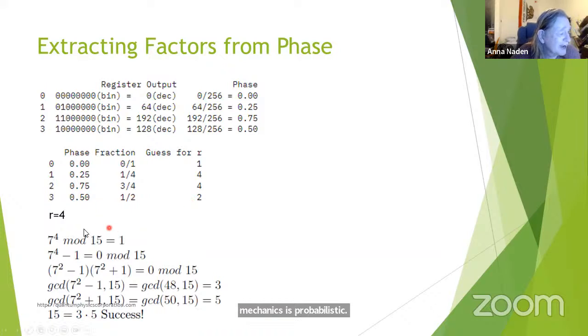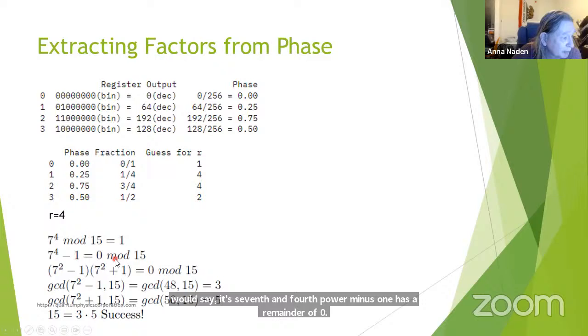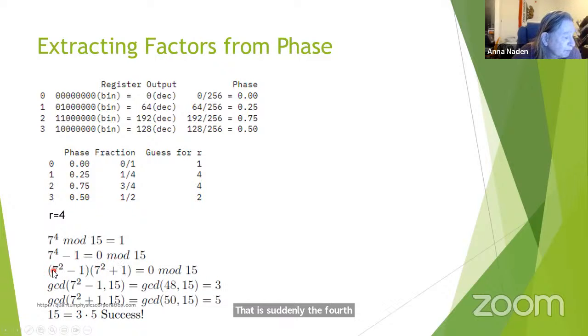So how do we get the factors? Well, the period is 4. So that says 7 to the 4th power has a remainder of 1, which says that 7 to the 4th power minus 1 has a remainder of 0. That is, 7 to the 4th power minus 1 is a multiple of 15. Using high school algebra, you can factor this expression into 2 factors. And these are what are going to give us our answer.